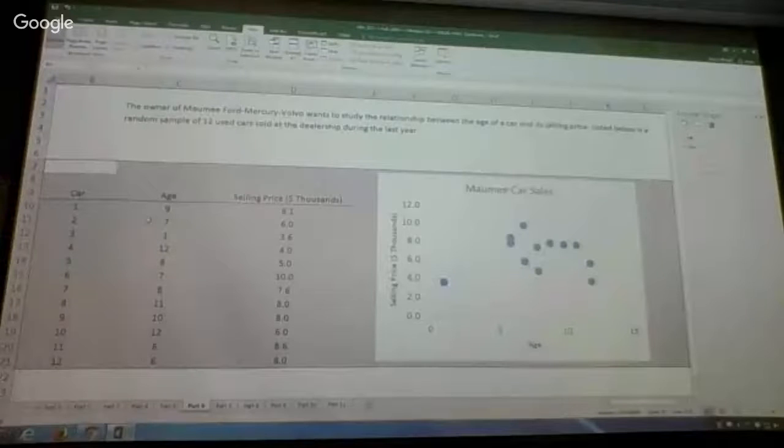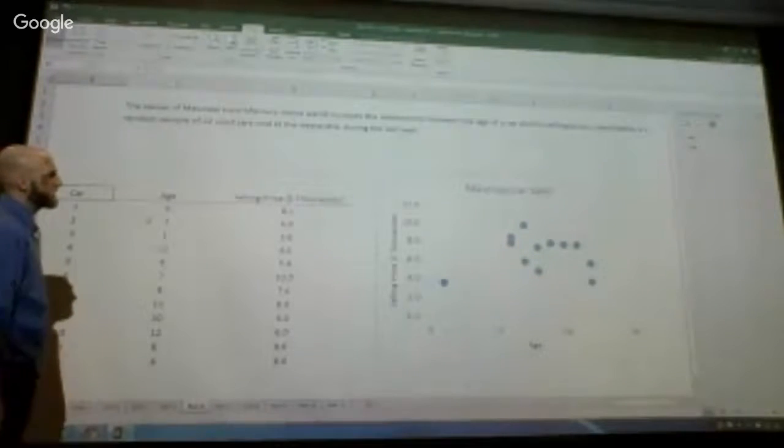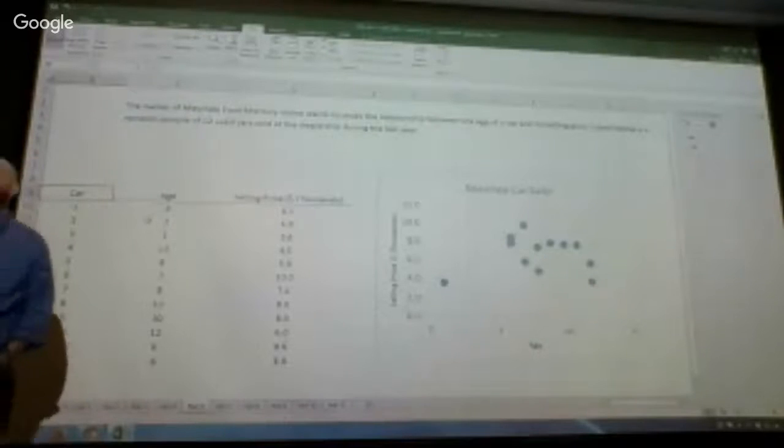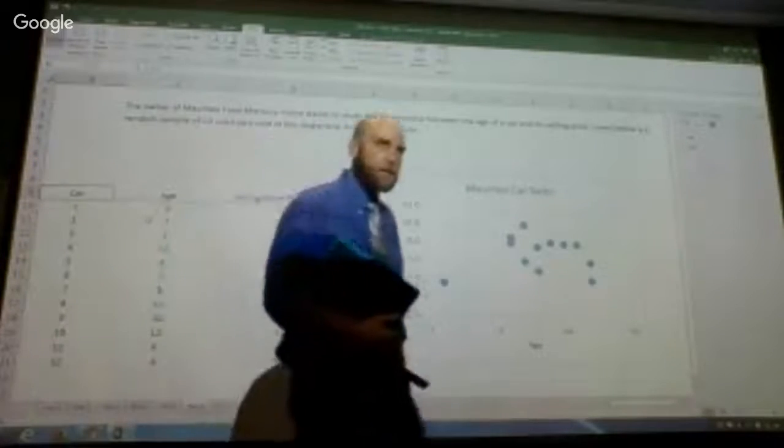The owner of Maumee Ford Mercury Volvo wants to study the relationship between the age of a car and its selling price. Listed below is a sample of 12 used cars sold at the dealership last year. I look at that scatter plot, and I know what the independent variable and dependent variable are. Haley, what's the independent variable? Dependent variable? Right on. So age is independent and dependent is selling price.